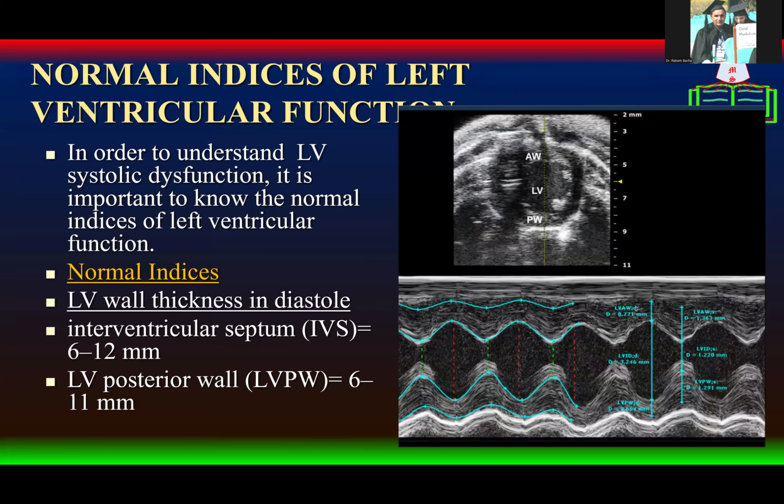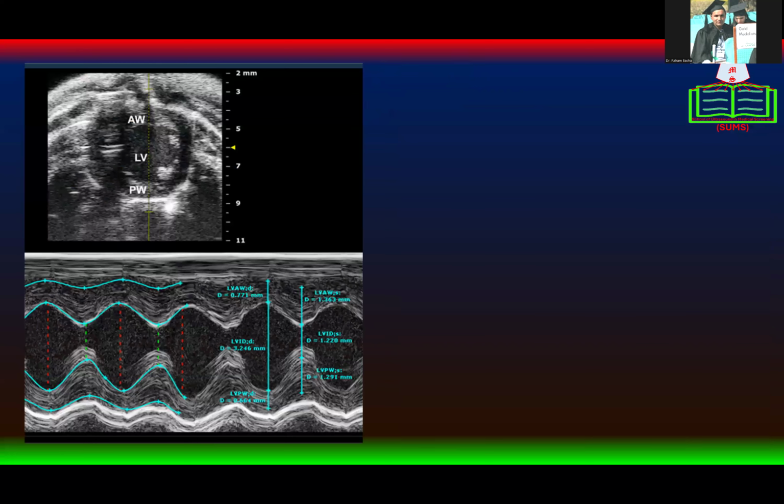So, some of the normal values to determine left ventricular dysfunction on the basis of indices. First of all, we should know about the normal indices related to the left ventricle. The normal left ventricular wall thickness in diastole: interventricular septum is 6 to 12, and posterior wall is 6 to 11. But ultimately, for the sake of simplicity, both the walls, interventricular septum and posterior, should be 6 to 12 mm.